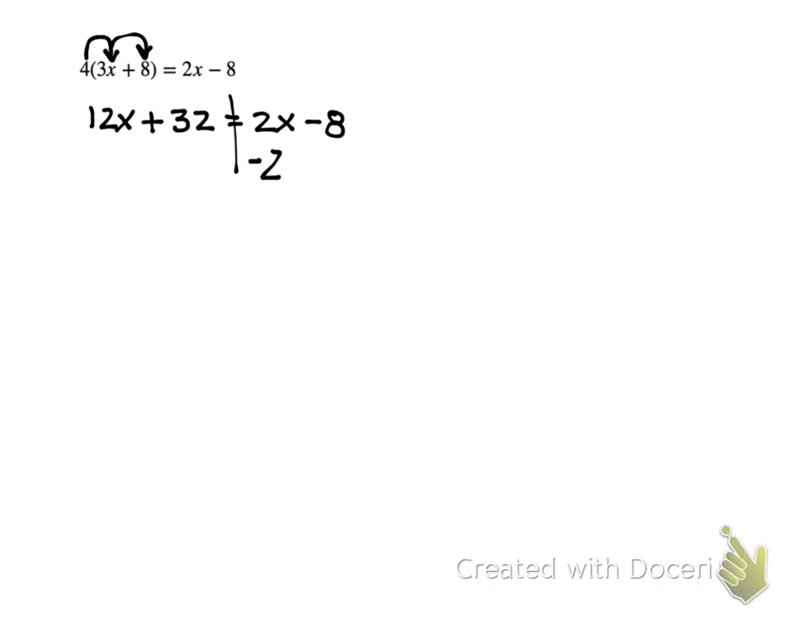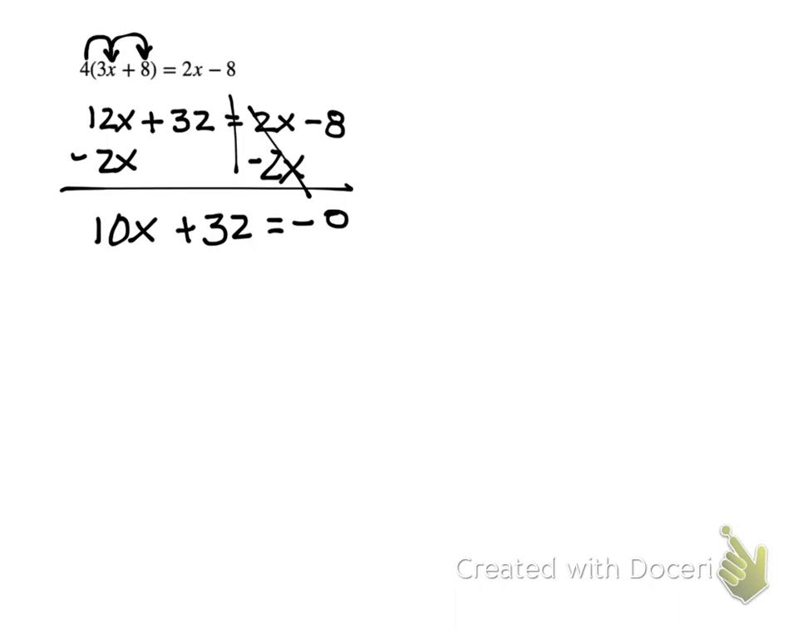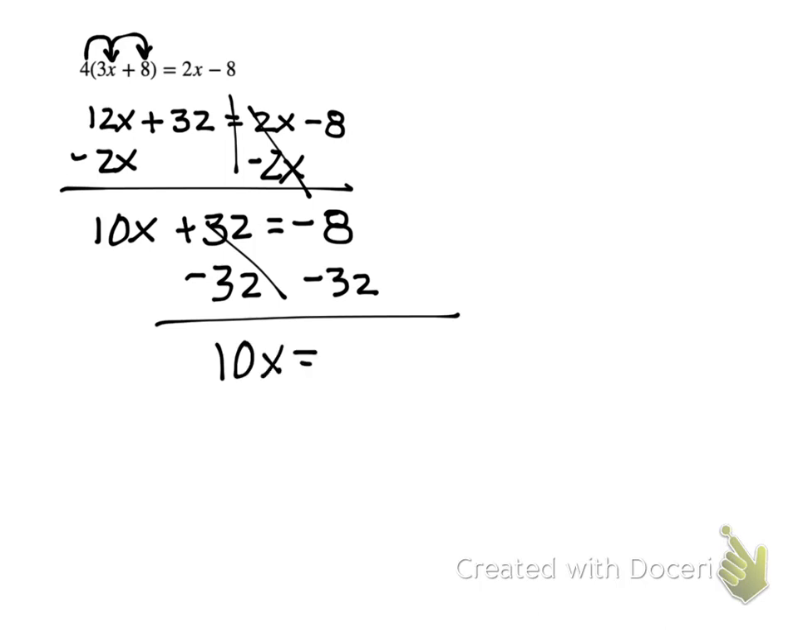So we're going to subtract 2x from both sides. So now we have 10x plus 32 equals negative 8. What would our next step be? Good. Subtract 32 from both sides. What would I get on the right? Good.